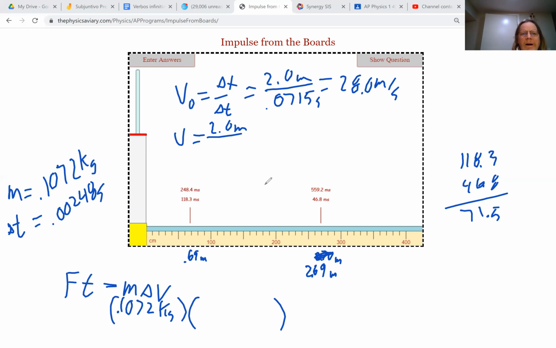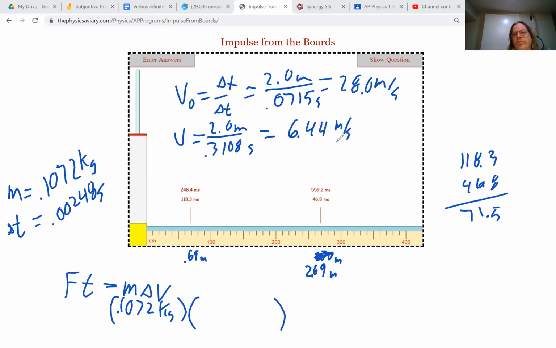559.2 minus 248.4. Okay, 310. So that is a time, so 310 is the difference, milliseconds, 0.8. So I've got to go 3 places over, so 0.3108, got way more sig figs here, seconds. Okay, there we go. So now I just go 2 divided by 0.3108. Bam, 6.44. All right.